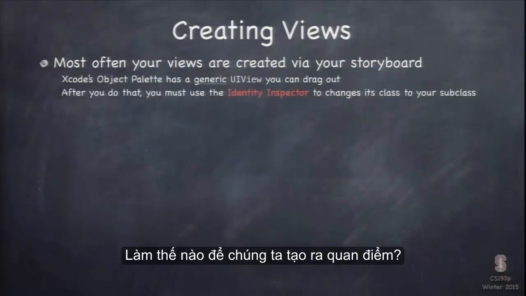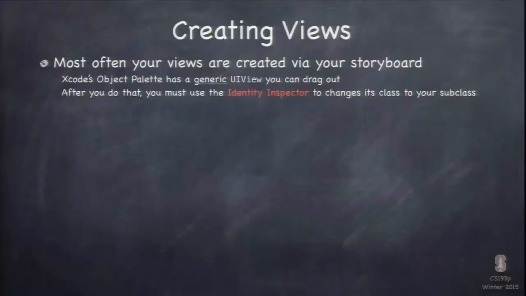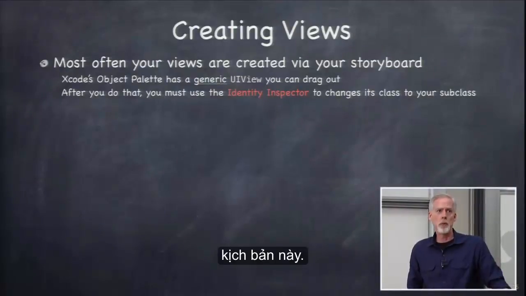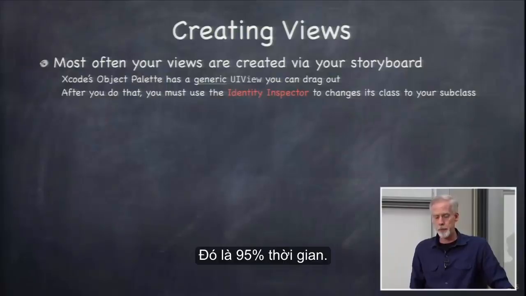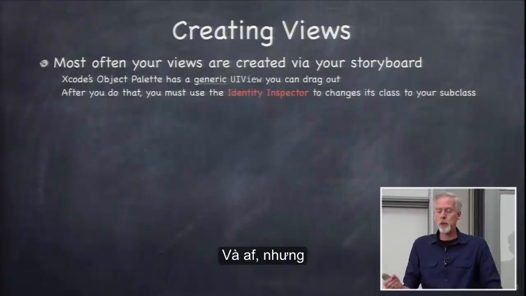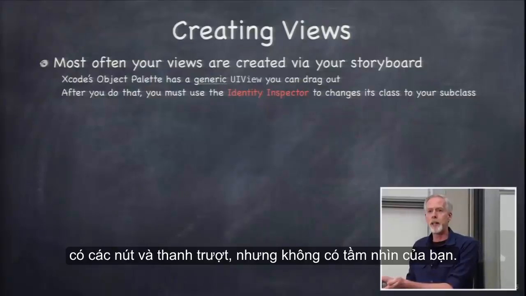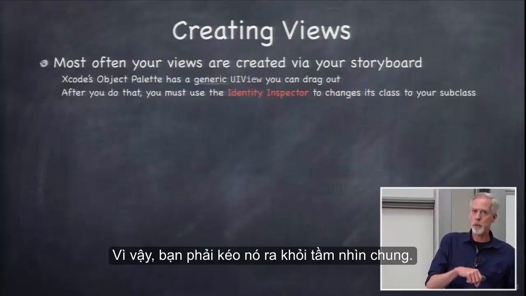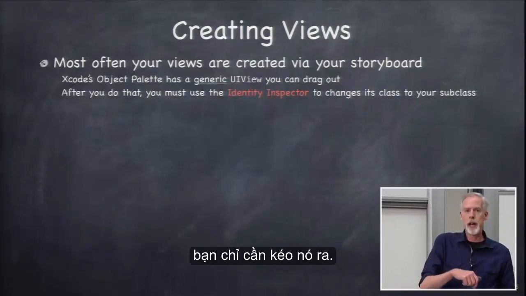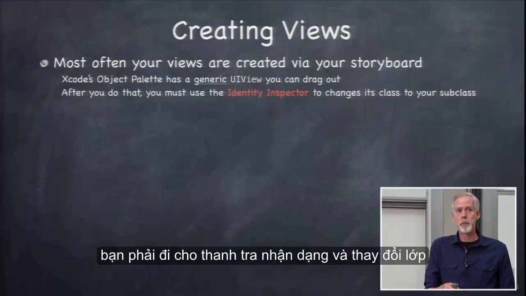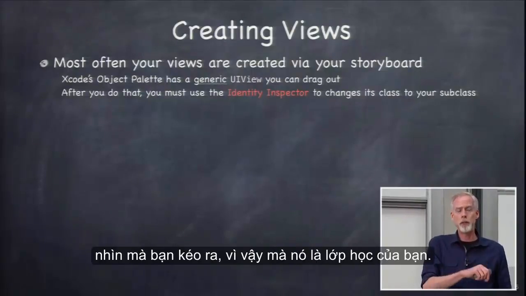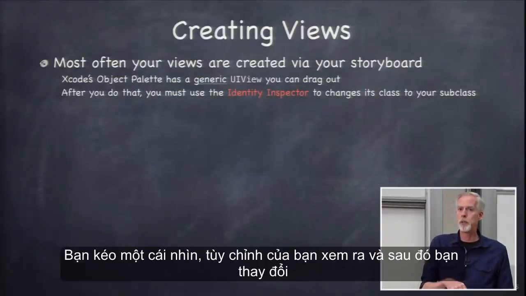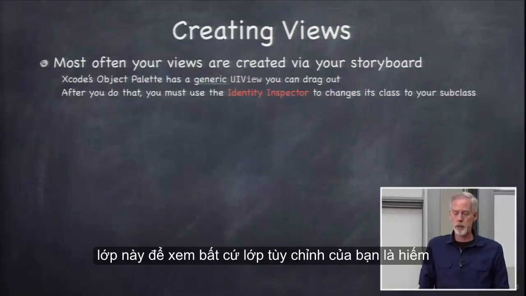Okay, so creating views. How do we create views? Most often, views are created by dragging them out into your storyboard. That's 95% of the time. But of course, your views aren't sitting in the object palette. There's buttons and sliders, but there's no custom view of yours. So you have to drag out a generic view. It's at the bottom of the palette. You just drag it out. Once you drag it out, though, you have to go to the identity inspector and change the class of that view you dragged out so that it's your class. So it's a two-step process. You drag your custom view out, then you change its class to be whatever your custom class is.